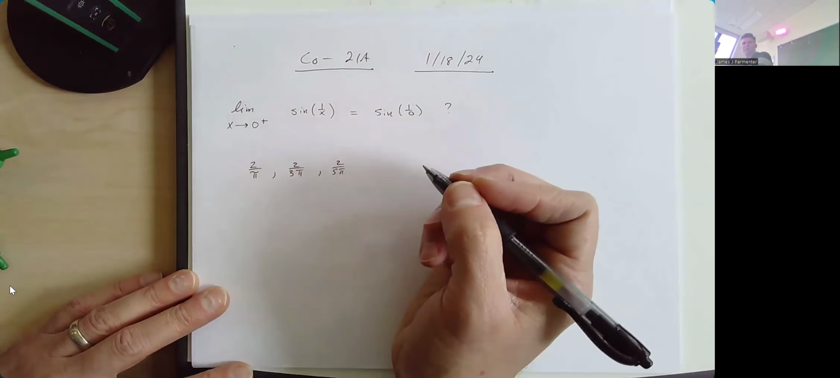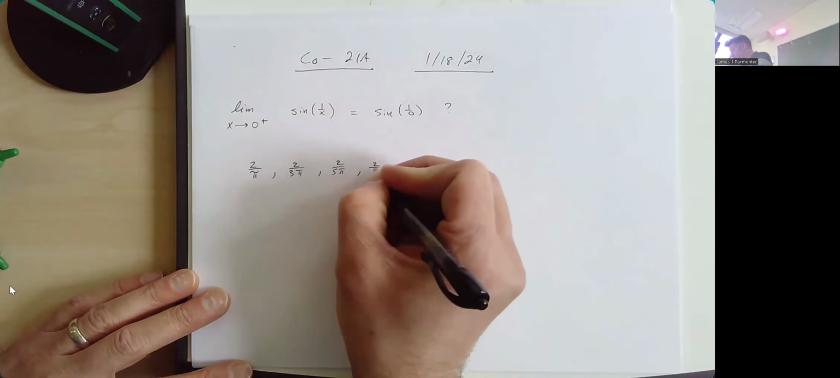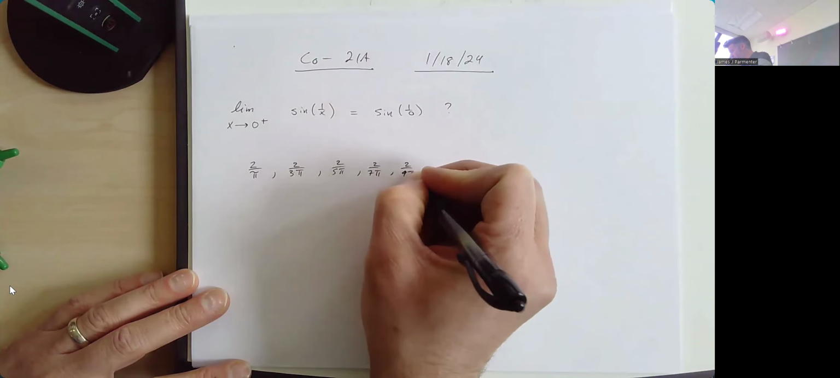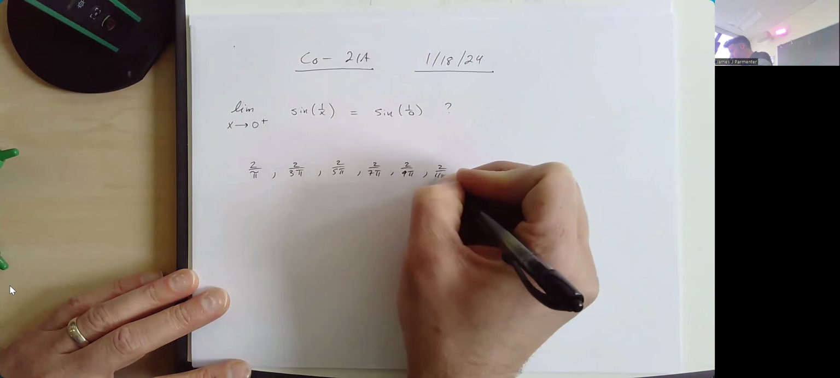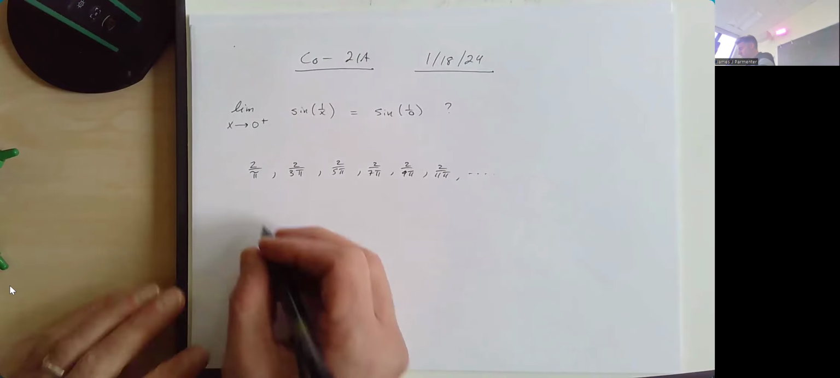So let me ask you a question. Are these numbers getting smaller? Okay. The denominator is getting larger. The numbers are getting smaller. So I'm just doing 2 divided by every odd multiple of pi. But look what happens when I try and evaluate this function at each of those odd multiples of pi.